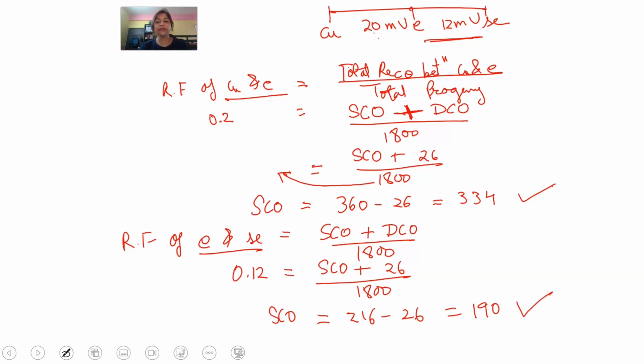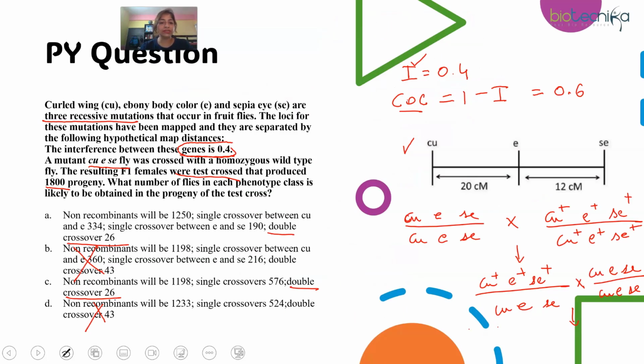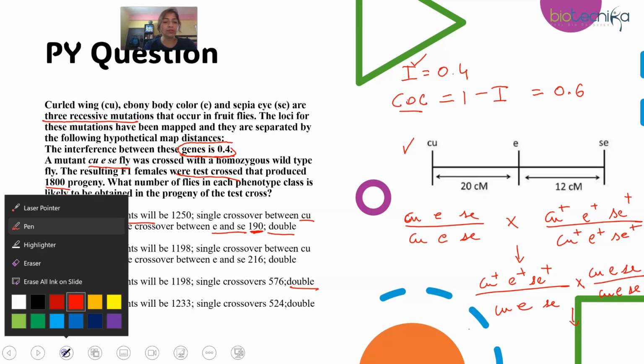Okay. So 334 and 190. Now let's see our options. You can see option A, the single crossover between CU and E is 334. Single crossover between E and SE is 190. So from here only we are sure that A is the answer, but let's calculate for the non-recombinant also.